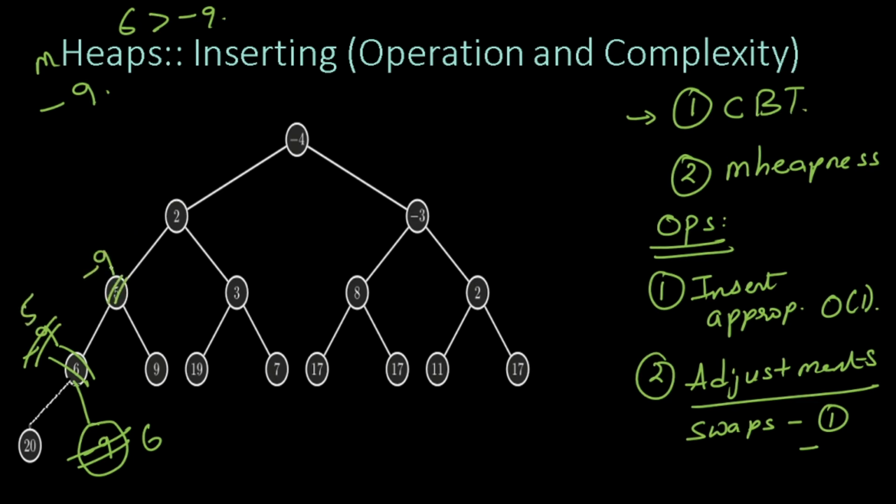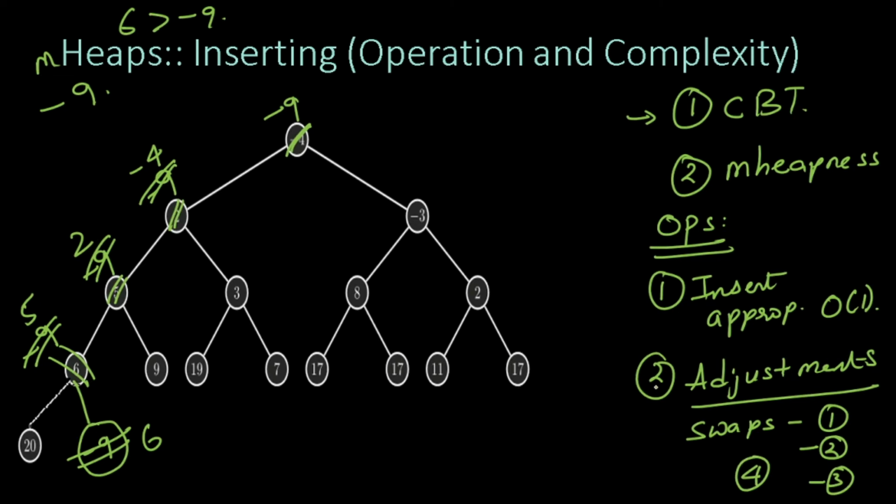This is still not a min heap. -9 is less than 2. So let us do one more adjustment. -9 becomes 2, 2 becomes -9. So far we have done 3 swaps. Now, is this -9 less than -4? No. So we have to perform one more adjustment. So -9 will become -4 and -4 will become -9. So we did a total of 4 adjustments.